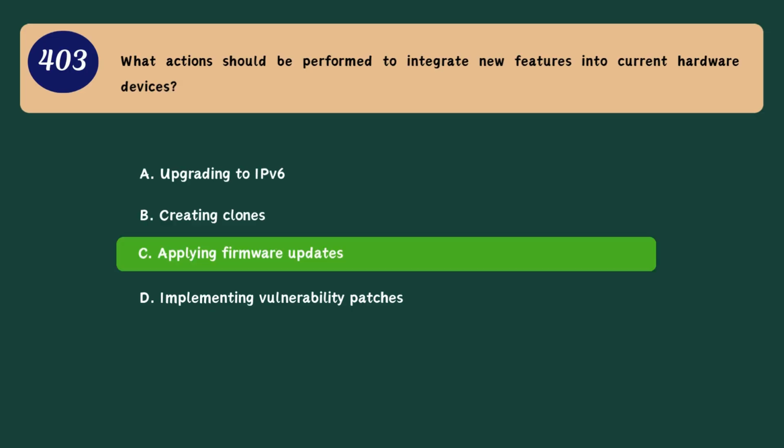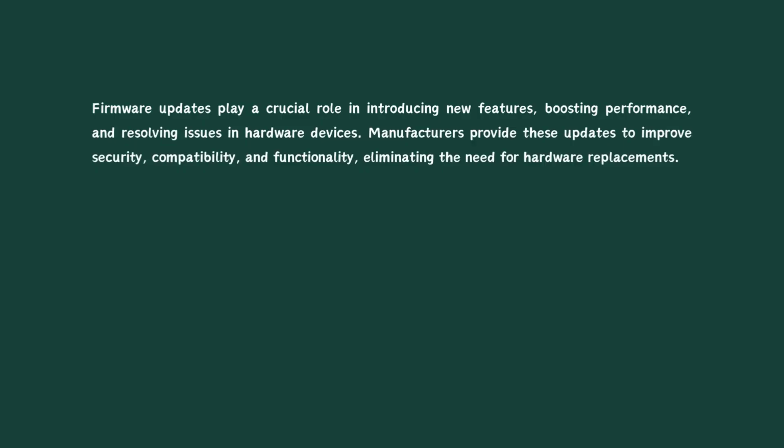Correct answer: C. Applying firmware updates. Firmware updates play a crucial role in introducing new features, boosting performance, and resolving issues in hardware devices. Manufacturers provide these updates to improve security, compatibility, and functionality, eliminating the need for hardware replacements.